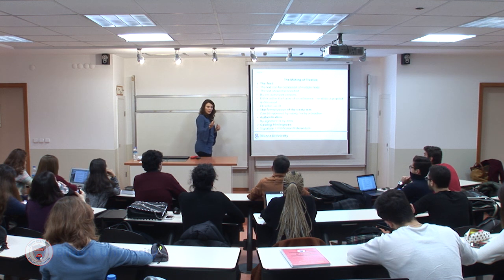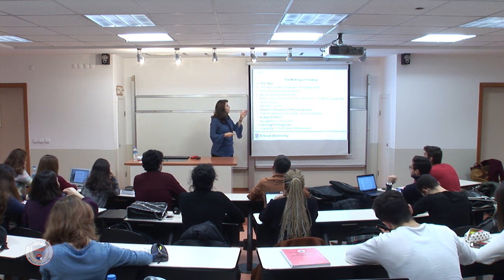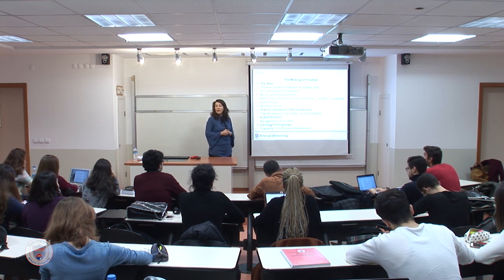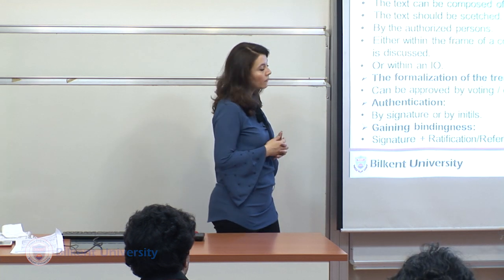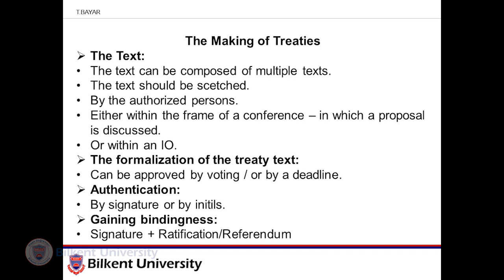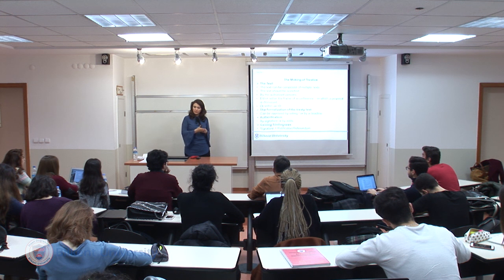That text can be one single paper. That text can be composed of multiple texts. That's also possible, depending upon the issue area, the nature of that cooperation, and so on. The thing is, who is going to prepare the draft? They can be the direct representatives of the state. Or if the issue is so technical, if it is legal, then specialized lawyers are invited. If it is about rivers, then specialized engineers are invited. So it depends. The thing is that they have to be authorized persons. So the state allows them to take part in the drafting process.